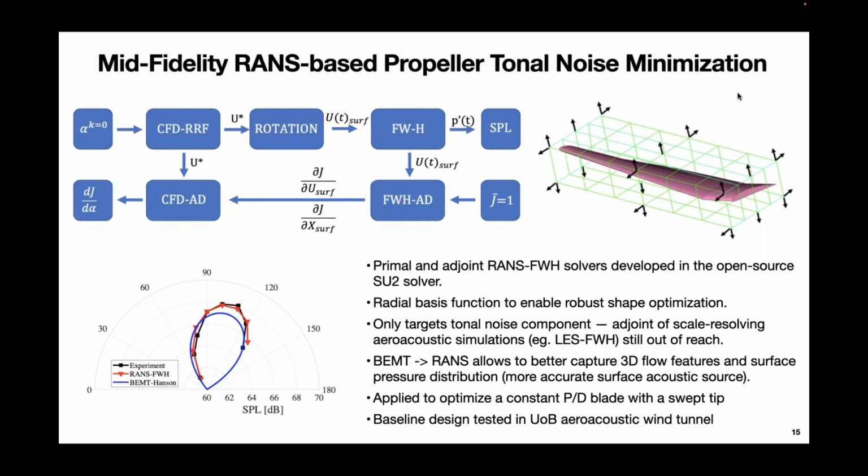Here we only target the tonal noise component, and we apply this optimization framework to optimize a constant pitch to diameter ratio blade with a swept tip, as you can see here. And this propeller has been tested in our own wind tunnel, and the RANS FWH prediction indeed validates against the experiment for the baseline case.